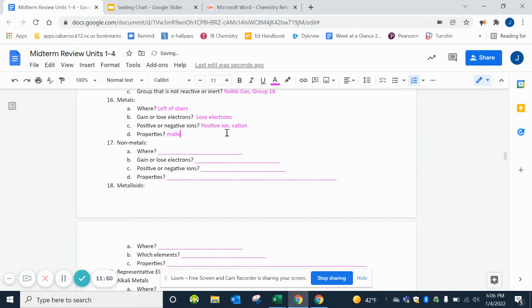Metals are malleable, ductile, they have luster, and they conduct when solid. Nonmetals are found to the right of the stairs. They gain electrons. They form negative ions, which we call anions. And they are non-conductors, so they don't conduct electricity, so we call them insulators.